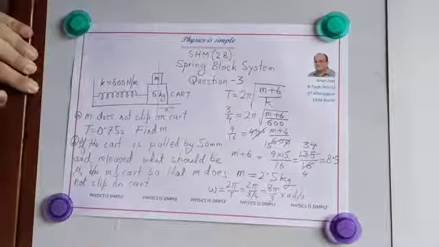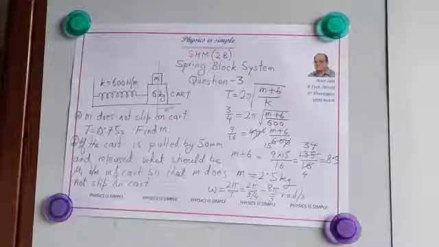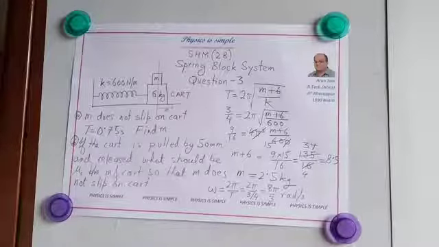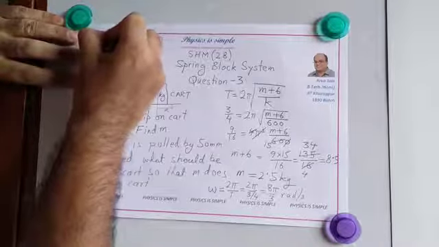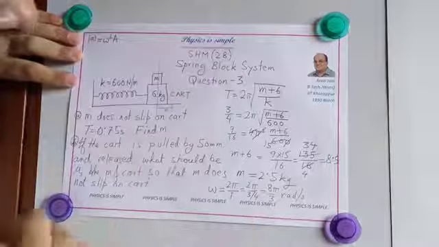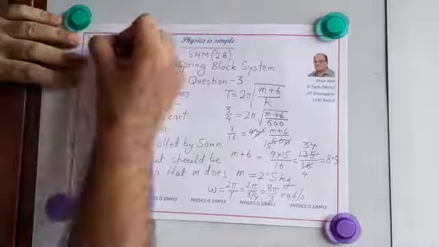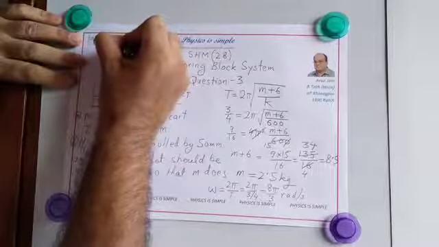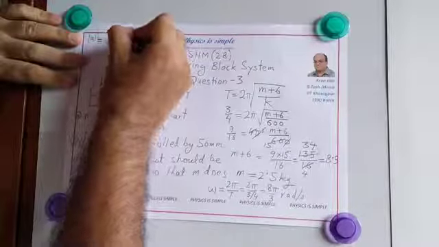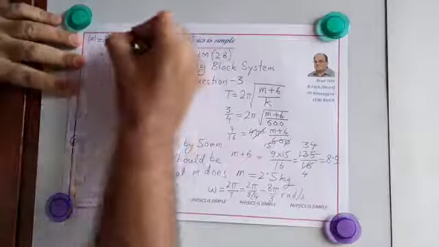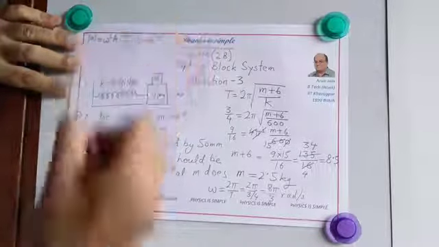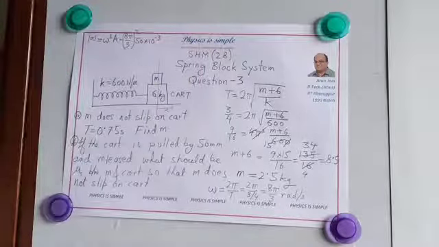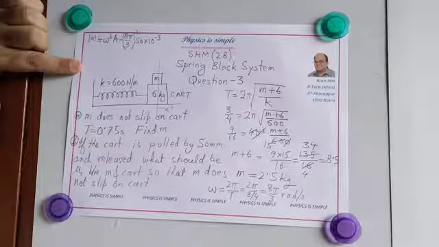Now if this is omega, we know acceleration is given by minus omega square x. So therefore the maximum acceleration has a magnitude omega square into a. So this omega we have to square. 8 pi by 3 whole square into the amplitude, which is 50 mm. So 50 into 10 to the power minus 3. So now we have got magnitude of acceleration.